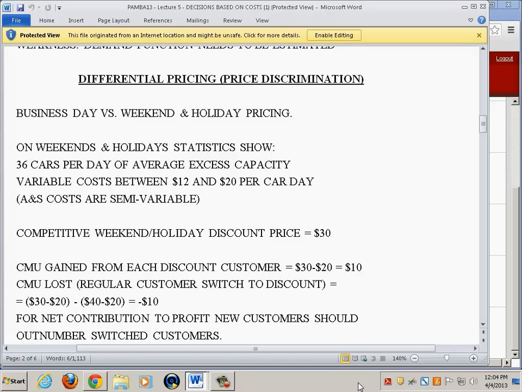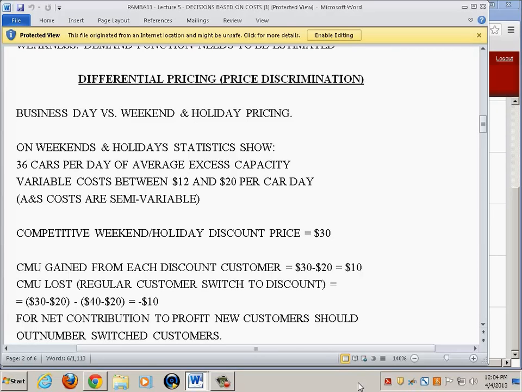Let's look at a typical example of variations in demand. Let's assume that the car rental location that we are talking about is in a business area. It's close to industrial parks, which means that the main customers are the people who work in the industrial parks, the executives, and the business people who come to visit them. Those are the people who rent the cars.